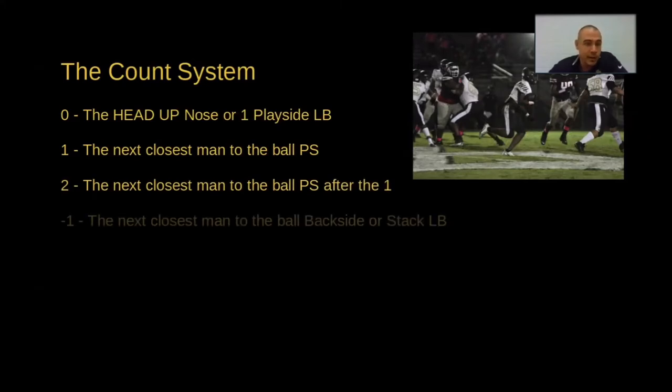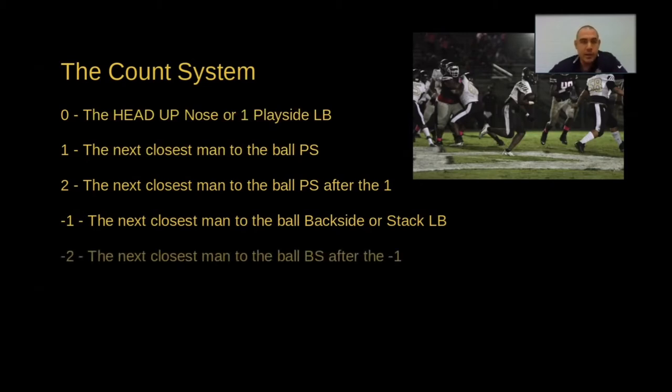All right, then we're going to go negative. So then you have -1, which is the next closest man to the ball, backside, or a stacked linebacker, which I'll show y'all what that looks like here in a little bit. And then you have -2, which is the next closest man to the ball after the -1.